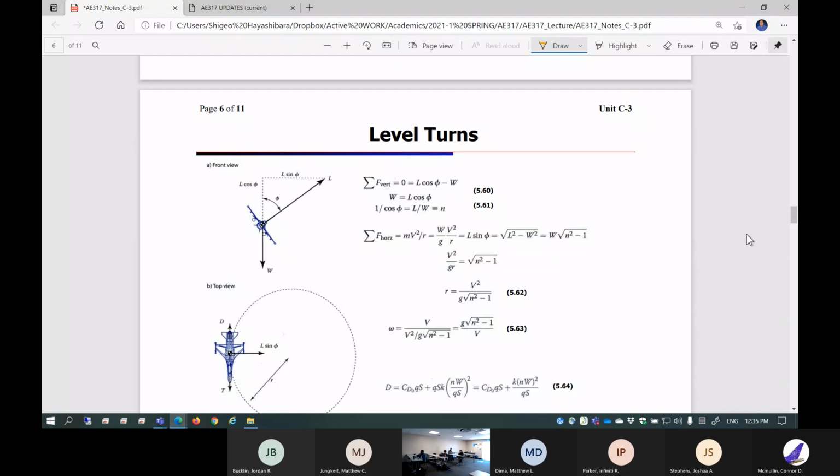Now we are going to talk about two turns. One is level turn. The other one is vertical turn. Either way, we need to talk about something kind of new, something called N. This is called load factor. N is a load factor.